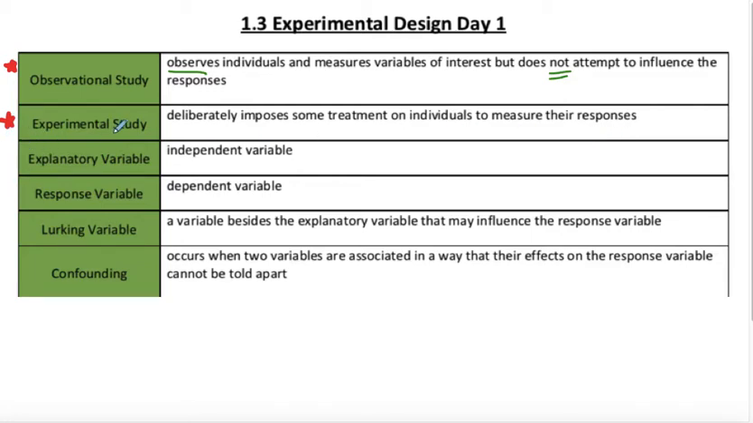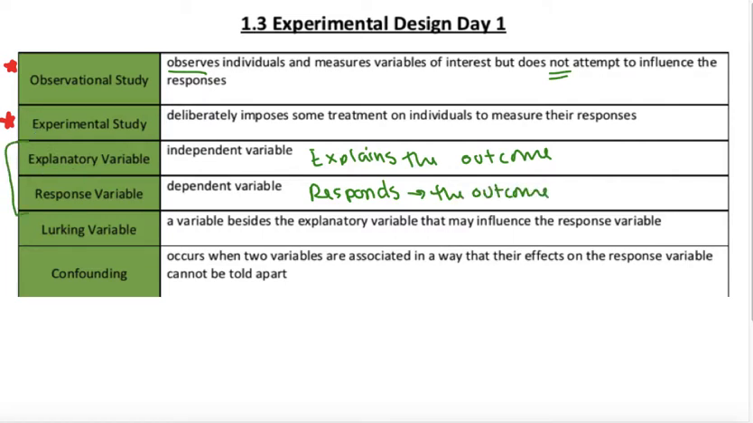So parts of an experiment, we're going to have our explanatory variable, and this is the independent variable that explains the outcome. And this is the dependent variable, which responds as the response variable. This is response, so this is the outcome. Okay, so these two variables are kind of what we're designing our whole study.